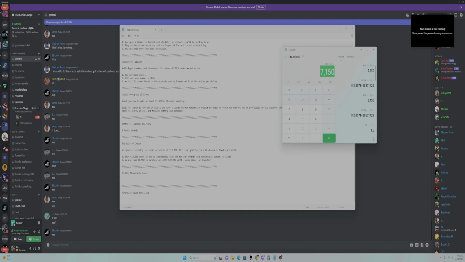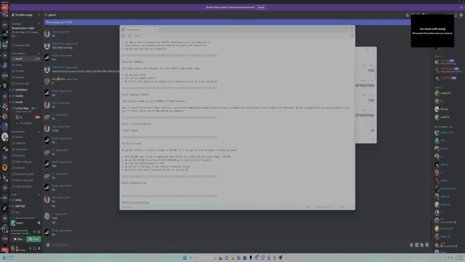Yes, perfect. Okay, step number 3 is we split the remaining money in half. Step number 4 is we use half of the money to buy products from Kottio Kashout. And step number 5 is we use the other half of the money to feed our own reselling portfolios.